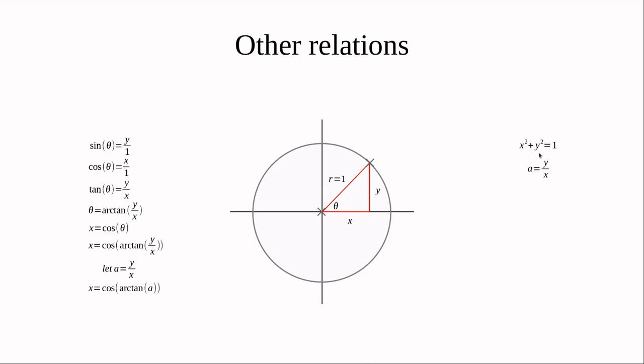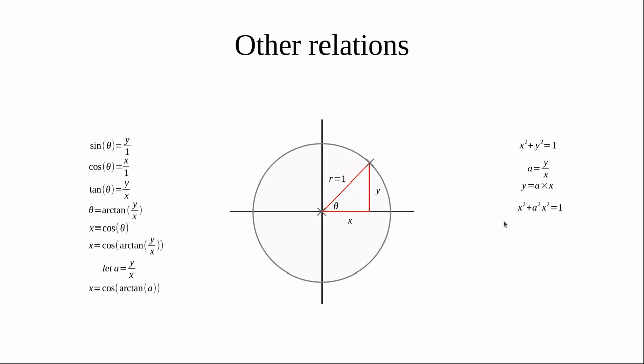We have x squared and y squared, but we want x squared and something with a in it. To get y on its own, we multiply by x, y equals a times x, and x squared plus y squared equals 1, or x squared plus (a times x) squared equals 1, and that's just x squared plus a squared x squared equals 1.